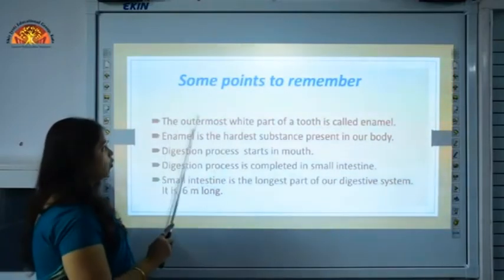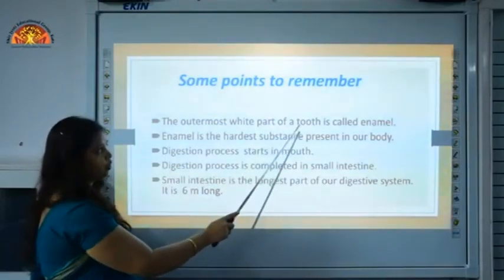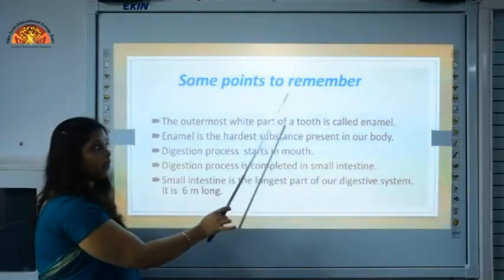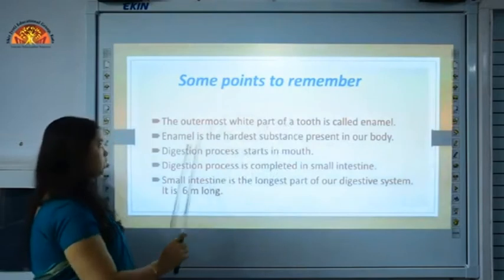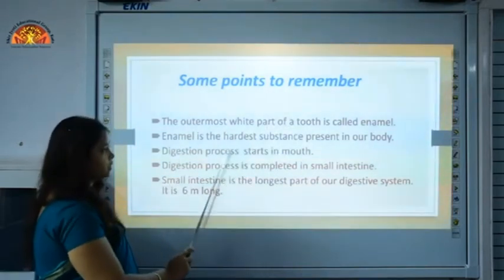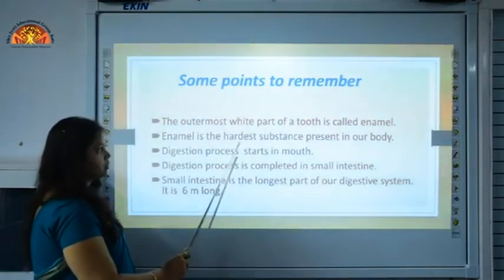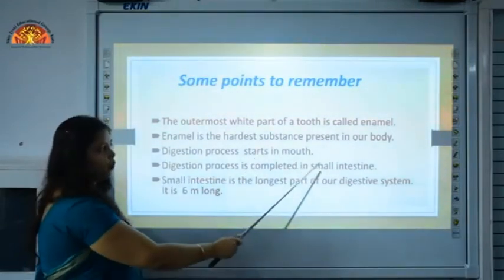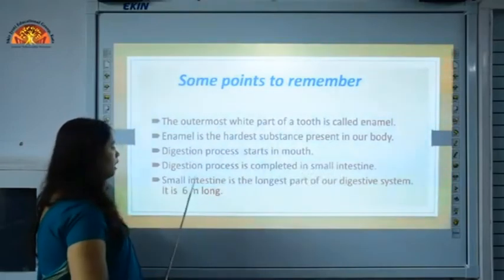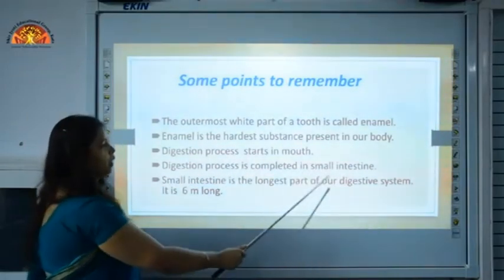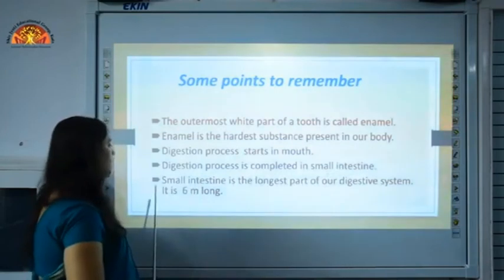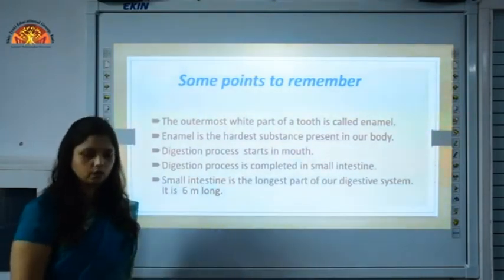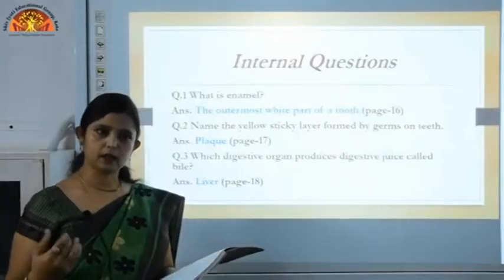Now there are some points to remember from the chapter. These are: the outermost white part of a tooth is called enamel, and this is the hardest known material present in animal body. Enamel is the hardest substance. Then digestion process starts in mouth and it is completed in small intestine. Small intestine is the longest part of our digestive system, and it is around 6 meters long because it is highly coiled.